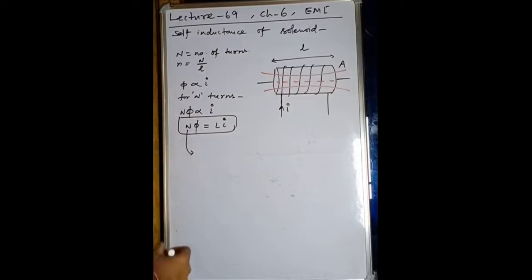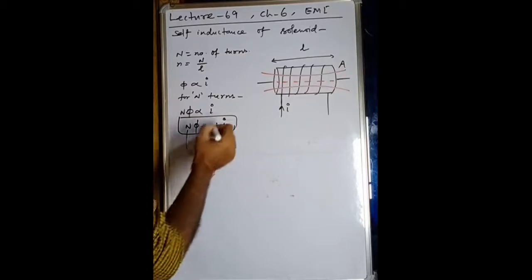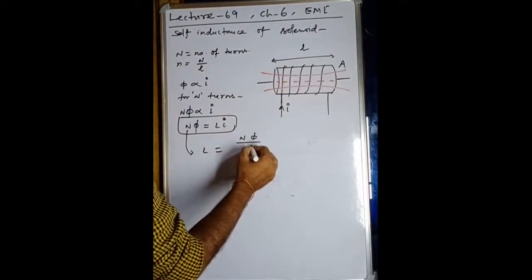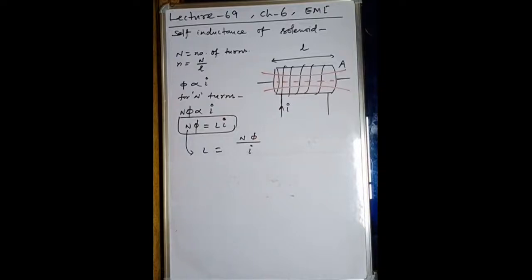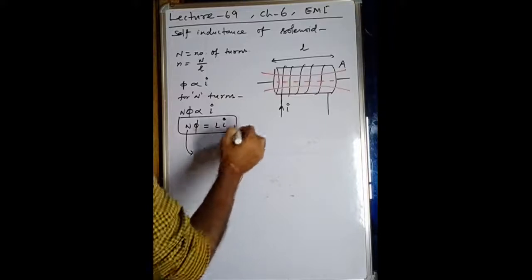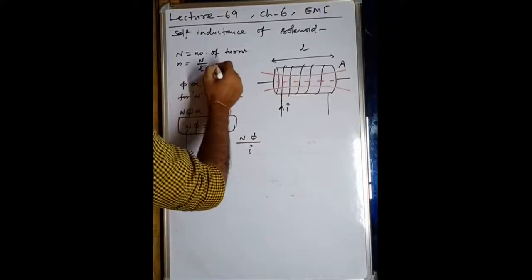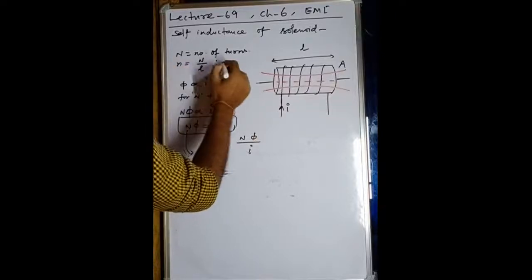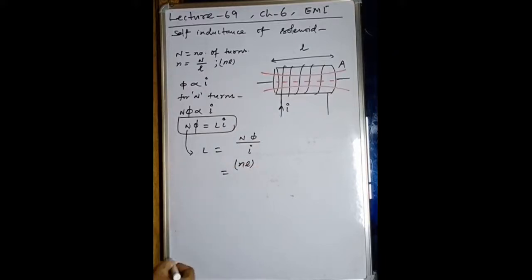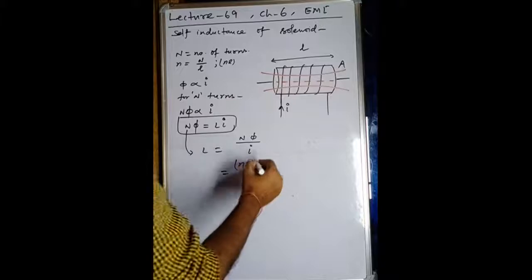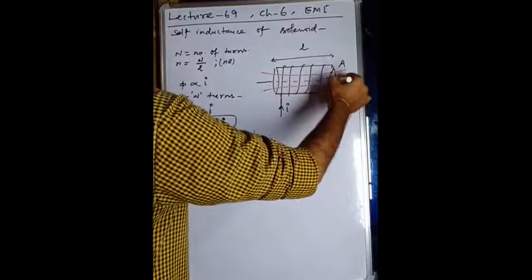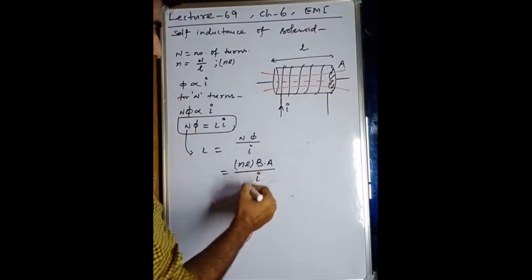We are going to proceed from the left-hand side, which is N phi. Here we have to find L, so L can be written as N phi over I. Not very tough. Here N is the number of turns. Now phi is the magnetic field times the area of the solenoid, divided by current.